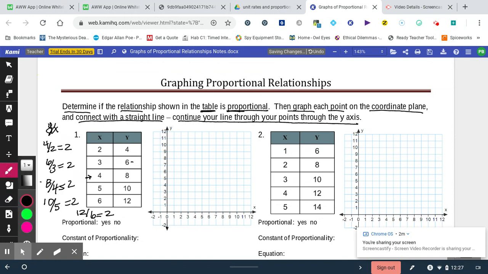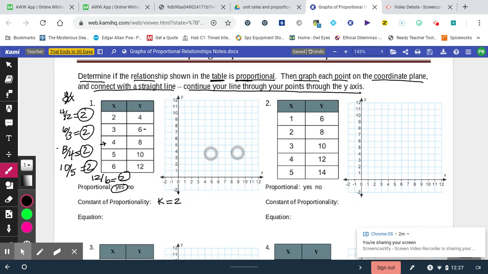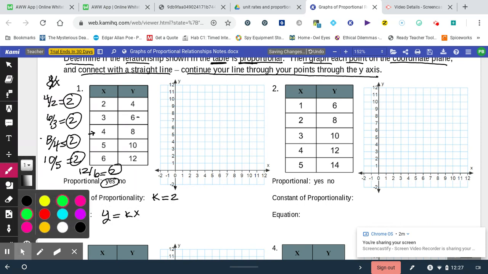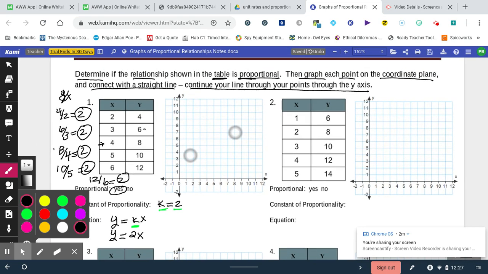All right, so if you'll notice, you constantly get the number 2. So yes, this is proportional. The constant of proportionality, which we call k, is equal to 2. And then to write the equation, you write it in the form y equals kx, and we replace k with the number 2. So y equals 2x is the equation.